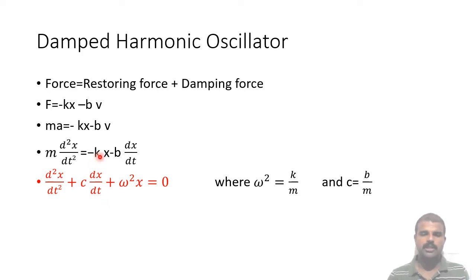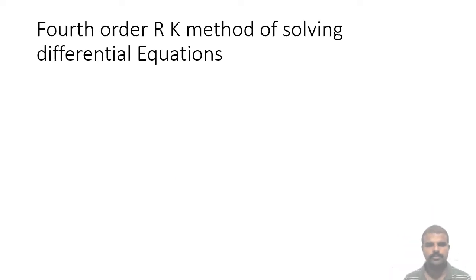ഇനി ഇവിടെ ഒരു minus k by m into x ഉണ്ട്. k by m ന് നമ്മൾ മുമ്പ് പറഞ്ഞതുപോലെ ഒമേഗ സ്ക്വയർ എന്ന് കൊടുത്തു. വിത്ത് ദാറ്റ് സബ്സ്റ്റിറ്റ്യൂഷൻ ഇത് മൈനസ് ഒമേഗ സ്ക്വയർ x ആവും. ഒമേഗ സ്ക്വയർ ഇങ്ങോട്ട് കൊണ്ടുവരുമ്പോൾ പ്ലസ് ഒമേഗ സ്ക്വയർ x ഇക്വൽ ടു 0. So this is the differential equation which represents the damped harmonic oscillator.